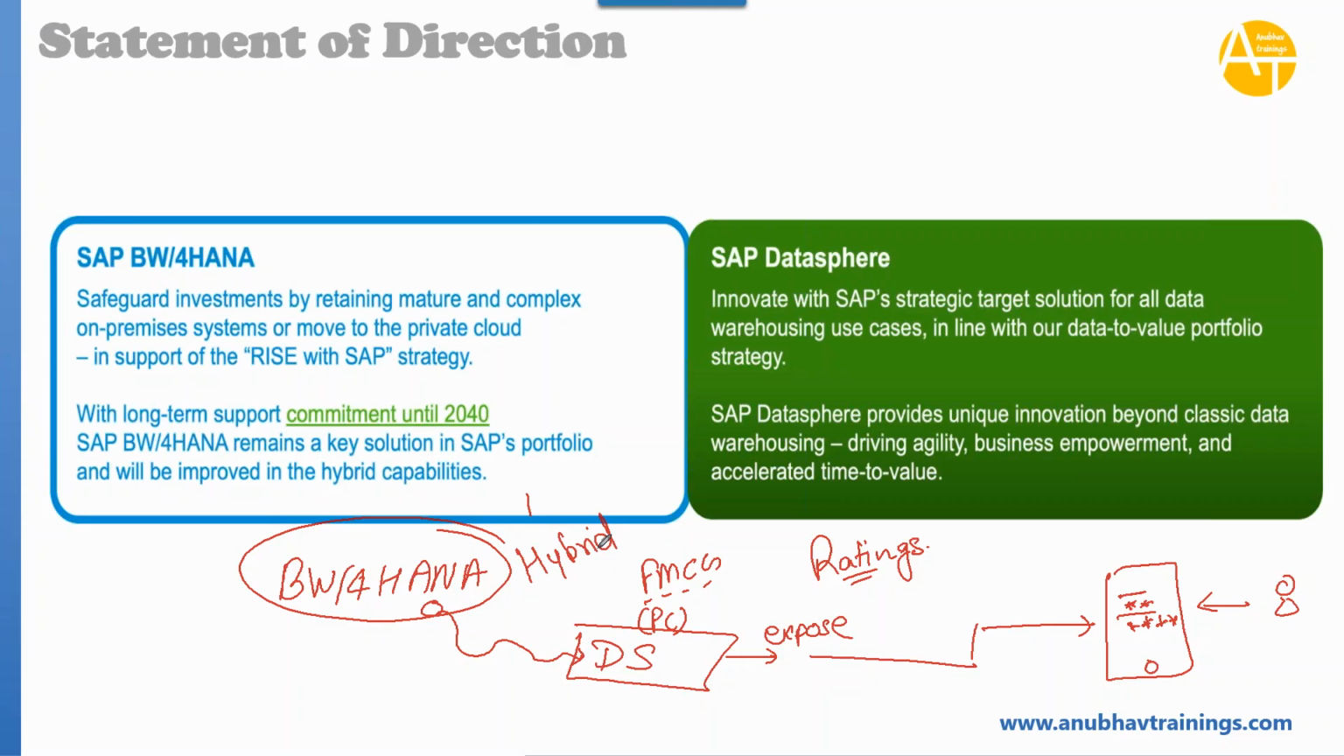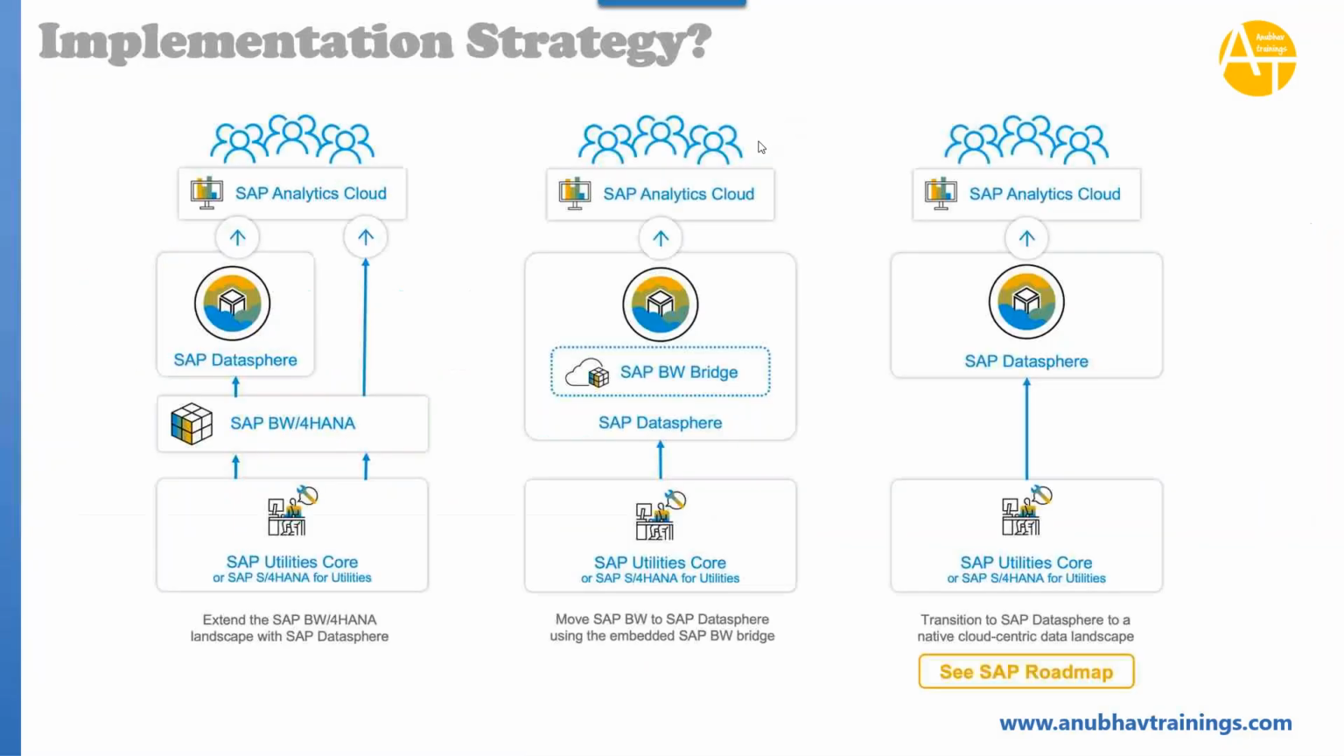So as you know, for every company it is extremely important to follow the innovation cycle. So SAP Data Warehouse provides unique innovation beyond the classic data warehousing, driving agility, business empowerment, and accelerating time to value. So if your requirement is to expose your data for new innovative solutions, you want to adopt innovation, you want to be an early adopter of innovation, all of these benefits you would want to achieve, you have SAP DataSphere for you. SAP DataSphere can give you that capability. Yeah, that is what we can do.